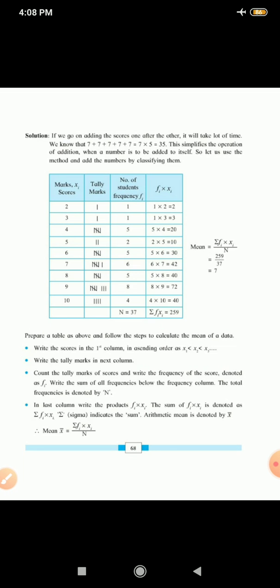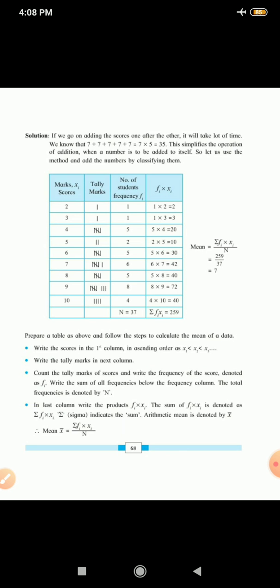Now solution. We go on adding the scores one after the other. It will take a lot of time. We know that 7 plus 7 plus 7 plus 7 plus 7 is equal to 7 into 5, that is equal to 35. This simplifies the operation of addition. So when a number is to be added to itself, let us use the method and add the numbers by classifying them.